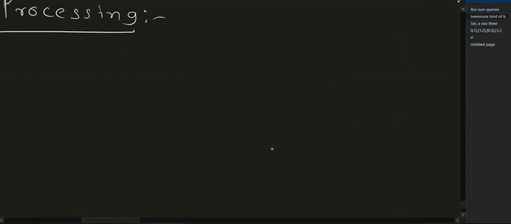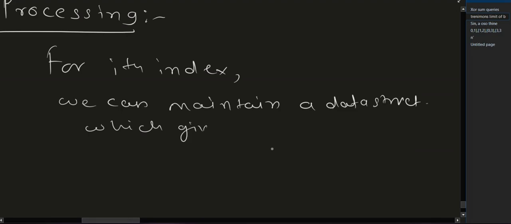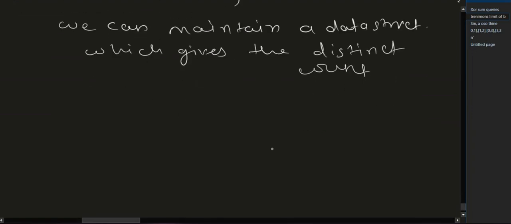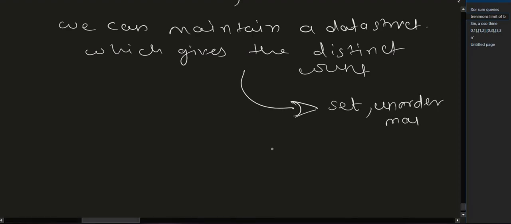So basically I thought that for every index, for the ith index, we can maintain a data structure which gives us the distinct count. After seeing the given question, there are only two data structures which basically give a distinct count: we could use a set or an unordered map. So I thought of using an unordered map.